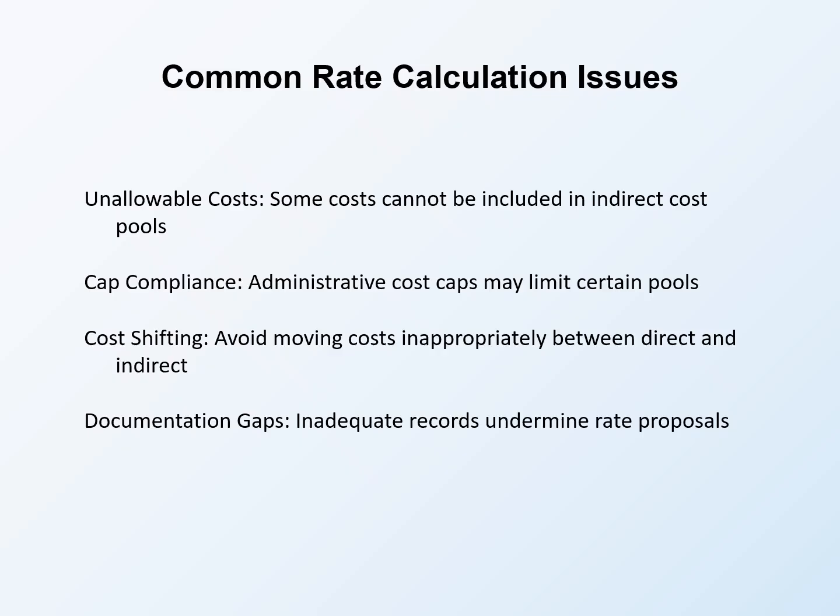Cost shifting involves moving costs inappropriately between direct and indirect categories. If a cost has historically been treated as indirect, shifting it to direct to reduce overhead appearance while charging it directly to grants is improper. Consistent treatment is required. Documentation gaps undermine rate proposals. If you cannot document the costs in a pool or the basis for allocations, your proposal will face challenges. Building documentation practices that support future rate proposals is an ongoing organizational responsibility.